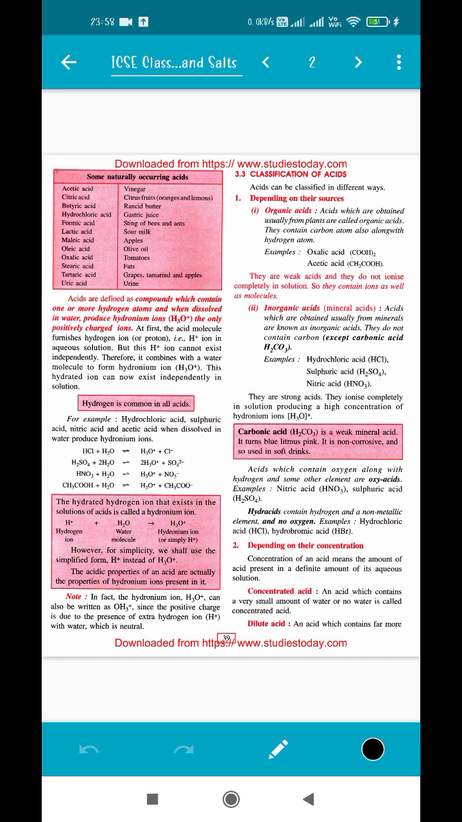Next, depending upon the concentration. What do you mean by concentration of a substance? Concentration generally means the amount of water present in the substance.